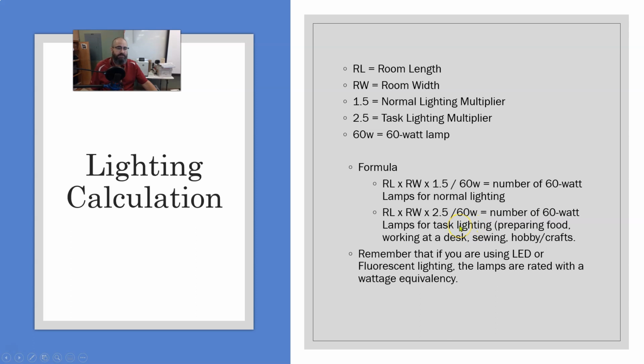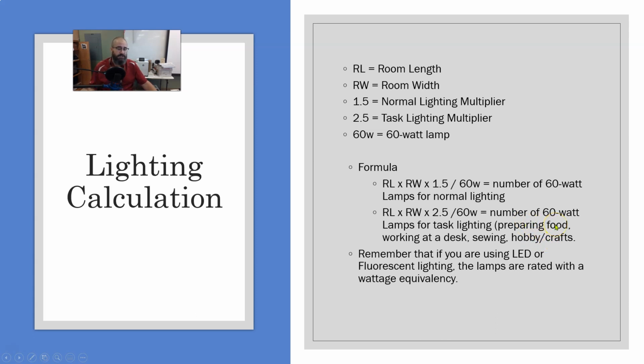Okay, and the things that you would consider for task lighting would be preparing food, working at a desk, sewing, hobbies and crafts. And that doesn't just have to be the kitchen. It can be in the living room as well if your client plans on doing more of those types of things, the hobbies and crafts primarily, in the living room. So you have to know your client in order to really figure that part out.